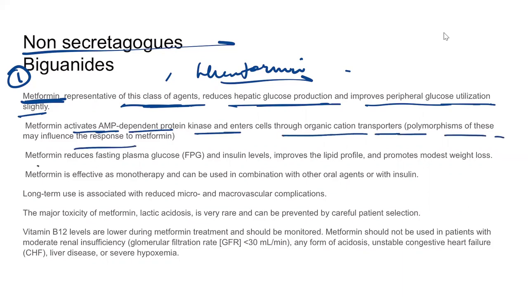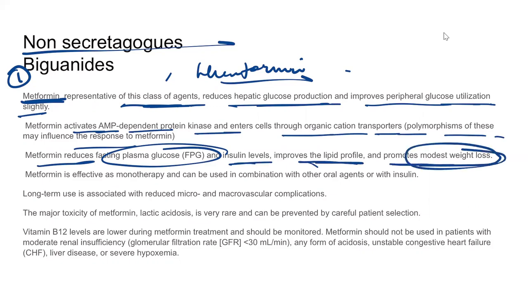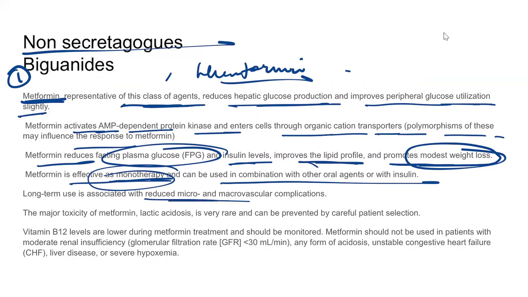Metformin reduces fasting plasma glucose and insulin levels, improves the lipid profile, and promotes weight loss. So metformin is effective as a monotherapy and can be used in combination therapy with other agents or insulin, as we have already discussed. Long-term use is associated with reduced micro and macrovascular complications of diabetes.